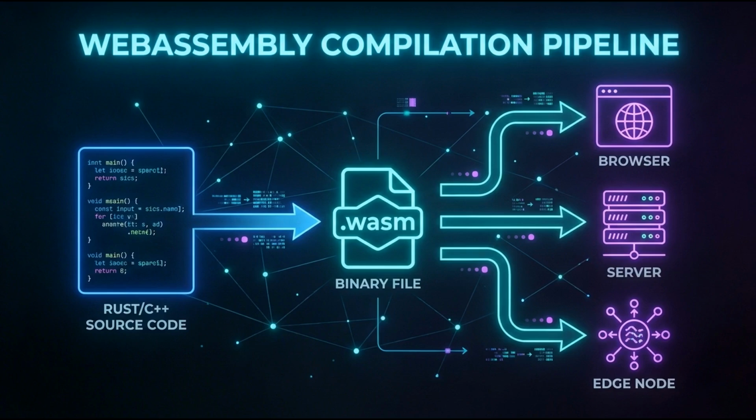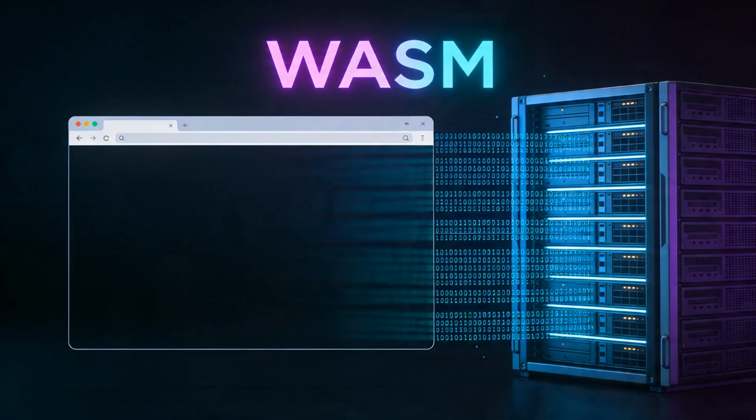WebAssembly is a binary instruction format designed to run at near-native speed in a sandboxed environment. It's not a language you write, it's a compilation target. You write code in Rust, C, C++, Go, or even Python, and your compiler outputs a .wasm file. That binary is compact and portable. A WebAssembly runtime handles memory safety and sandboxing. WASM code can't access anything it isn't explicitly given access to, making it extremely safe by default. The browser engines, V8, SpiderMonkey, WebKit, all ship a WASM runtime, so a WASM binary you compile once runs in Chrome, Firefox, and Safari without changes.